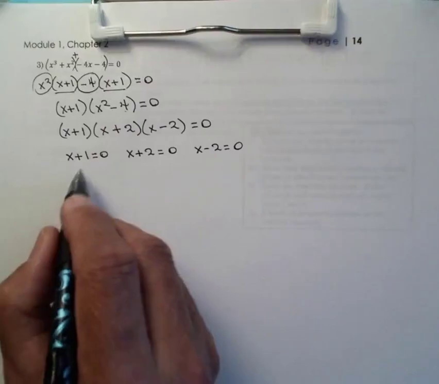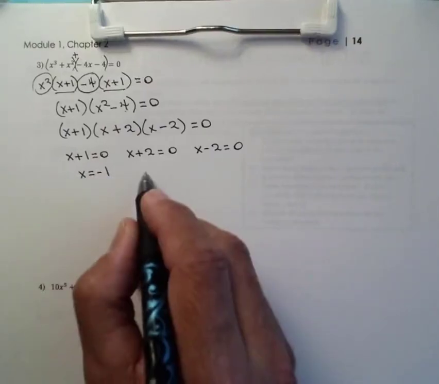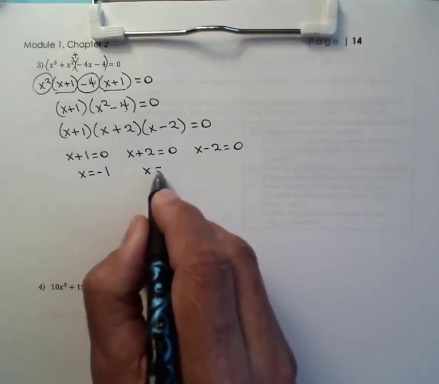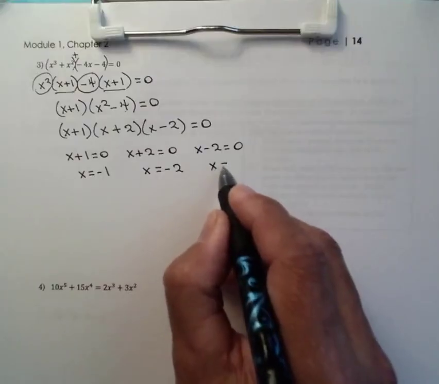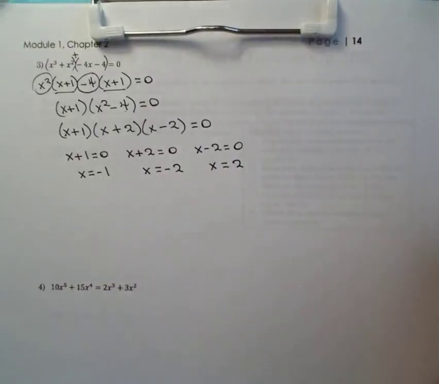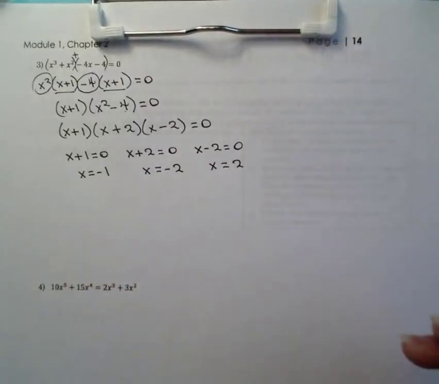Fairly easy to solve. We just subtract 1 from both sides, and we get x is equal to negative 1. Here I'm going to subtract 2 from both sides, and x is a negative 2. And on the third one, I will add 2 to both sides, so x becomes a positive 2. My solutions: negative 1, negative 2, and positive 2.